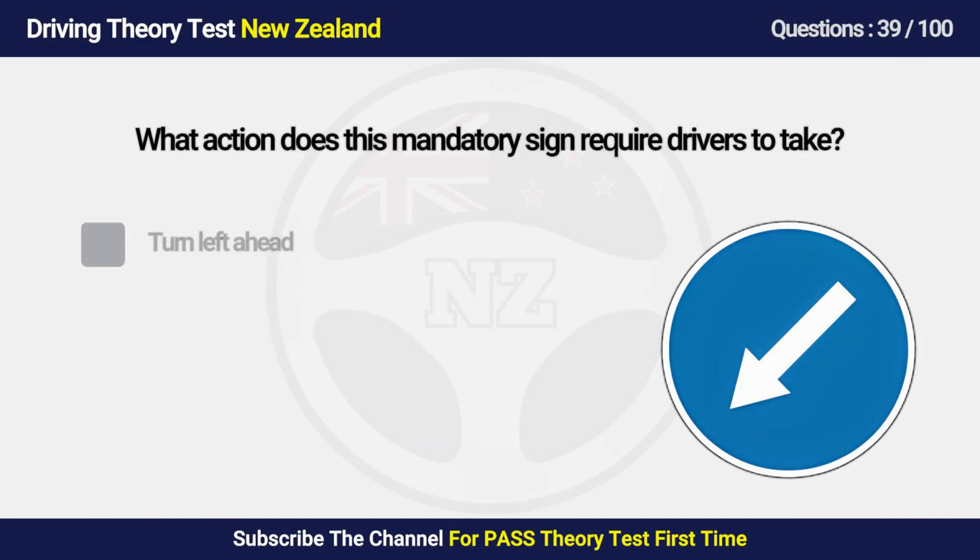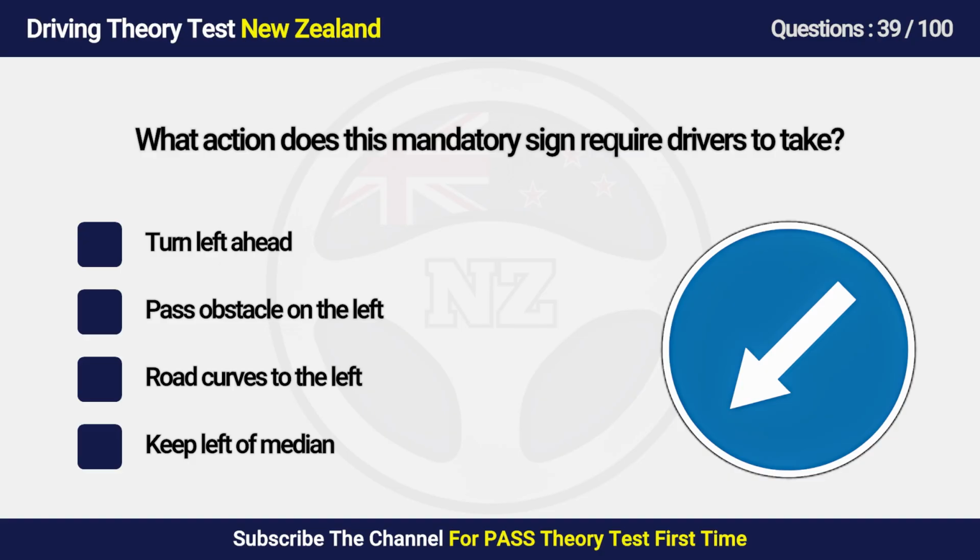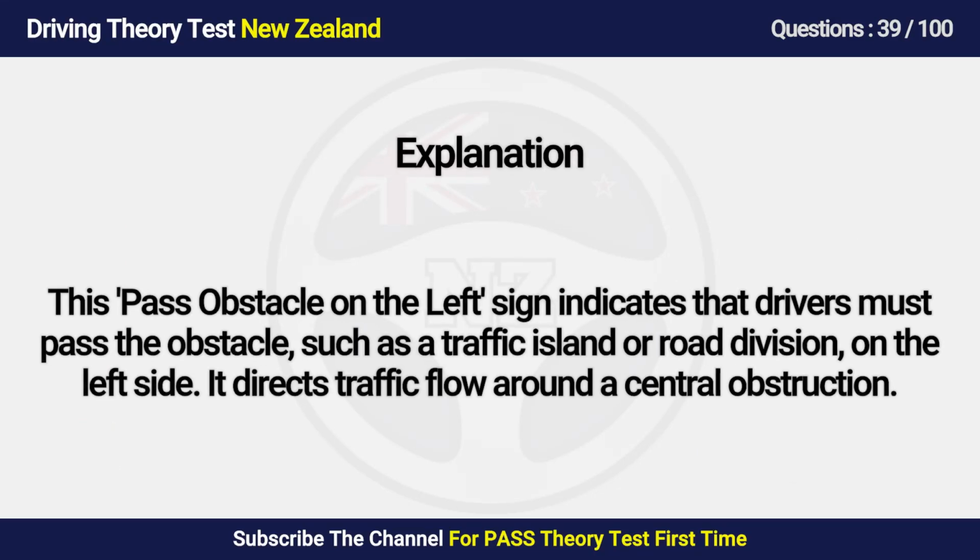Question 39. What action does this mandatory sign require drivers to take? A. Turn left ahead. B. Pass obstacle on the left. C. Road curves to the left. D. Keep left of median. Answer is B. Pass obstacle on the left. This sign indicates that drivers must pass the obstacle, such as a traffic island or road division, on the left side. It directs traffic flow around a central obstruction.